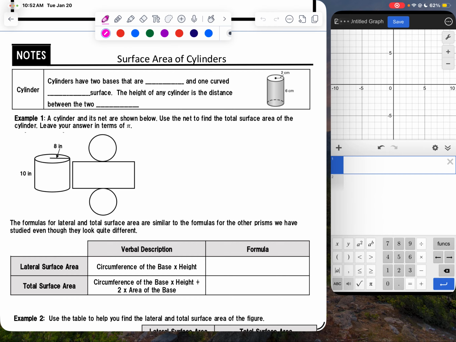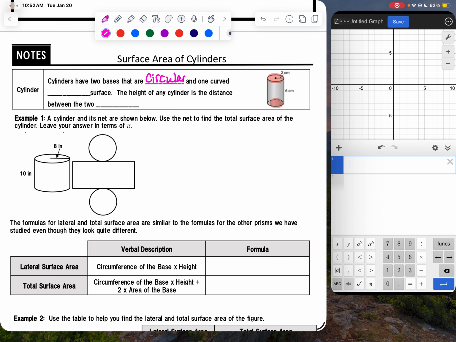In today's lesson, we will be exploring the surface area of cylinders. Before we do, let's review the definition of a cylinder. Cylinders have two bases that are circular. So in the example shown, we have one base at the top and one base at the bottom.